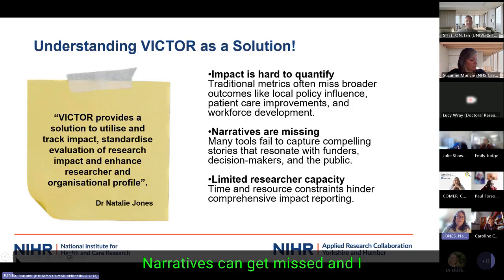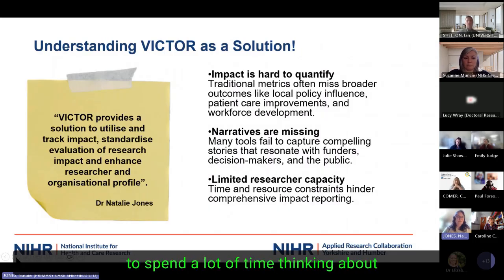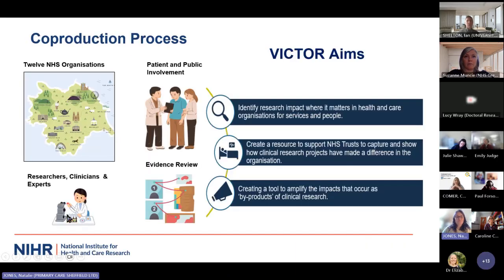Narratives can get missed, and I think they can be really powerful, those all important stories that can convince people to make change. And also because as a researcher, I know that when you're doing research and it's finished, you're then moving on to the next thing, and you don't always have the time and the resource to spend a lot of time thinking about impact. So this is why I think Victor is a good solution.